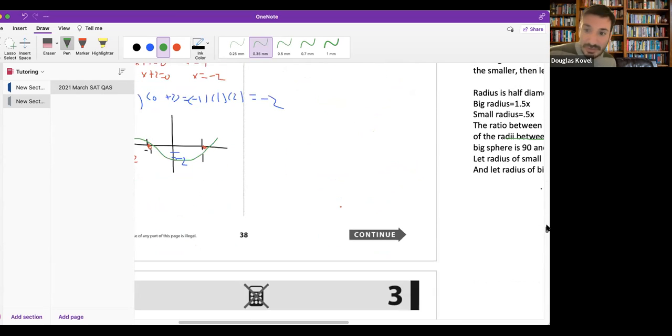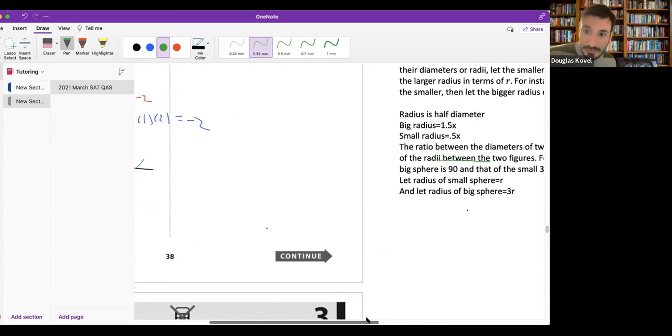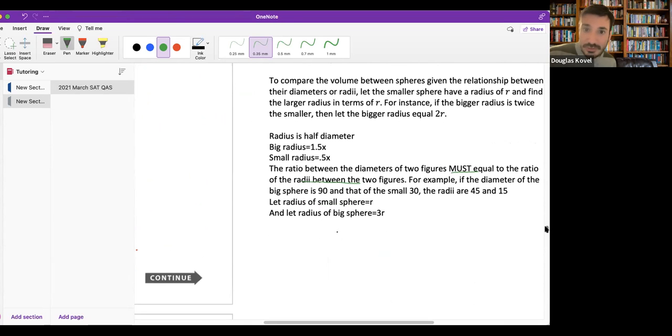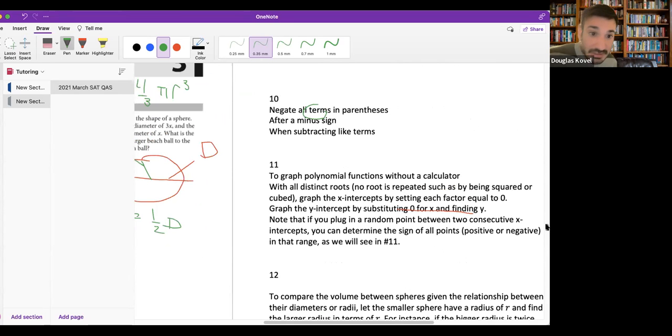That's not wrong, but you're more likely to make an error with the math, and it makes it a lot messier. So just as a general tip, anytime you have some sort of circle shape, whether it's a sphere or an actual circle, the ratio between the diameters is also equal to the ratio between the radii. So for example, let's say in that problem, x was 30, and that meant 3x would be 90. So the radii would be 45 and 15. We see 45 is 3 times 15, just like 90 is 3 times 30.